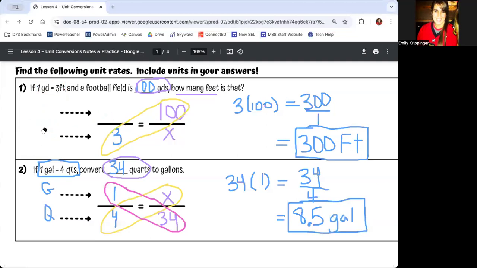All right. Moving on to the next page. You can flip over to the back.